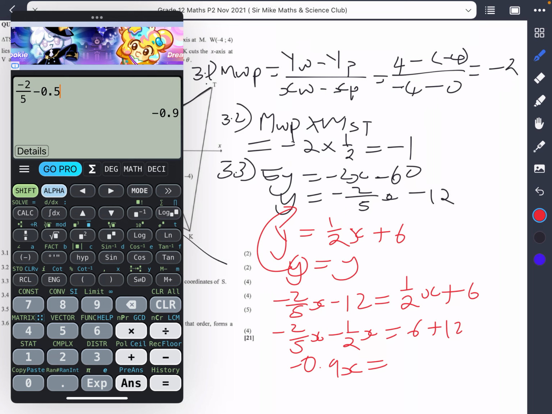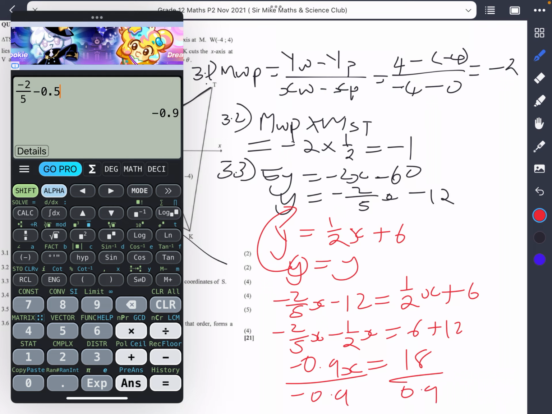In this case, 6 plus 12 is actually 18. So we have 18 on that side. What I would do is divide by negative 0.9 on both sides. So this would be divided by 0.9, divide that by 0.9.